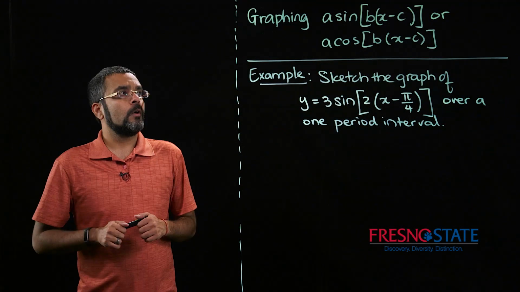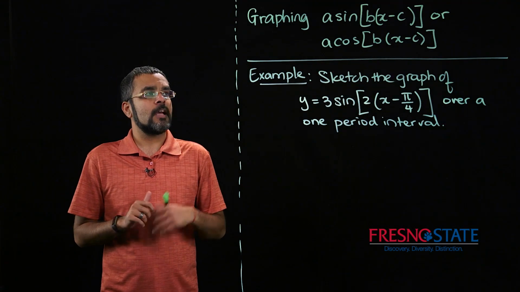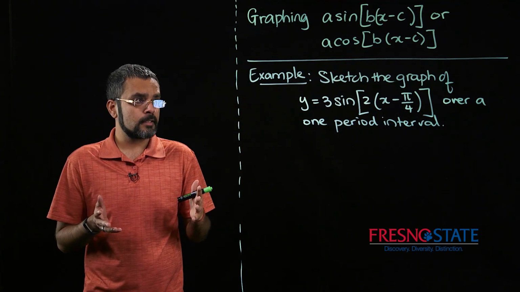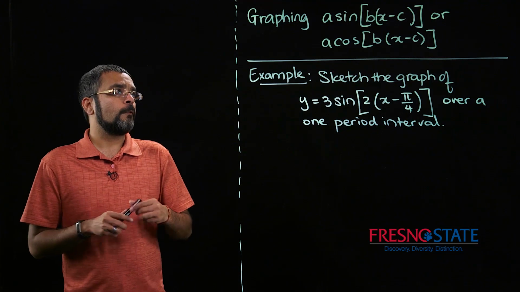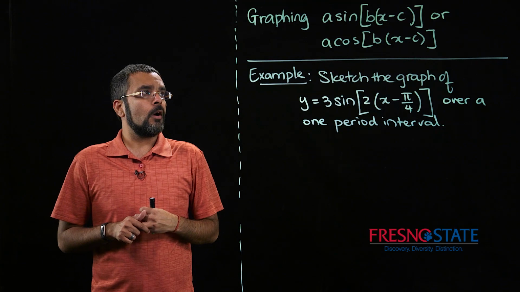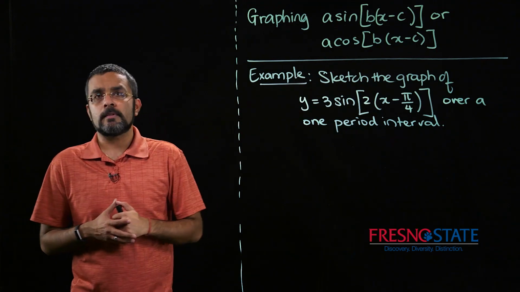Hey everyone, we're finally going to look at how we graph sine functions. We looked at the basic graph of y equals sine x or y equals cosine x, but what if I had a function of the form y equals a sine b times (x minus c), or y equals a cosine b times (x minus c)?